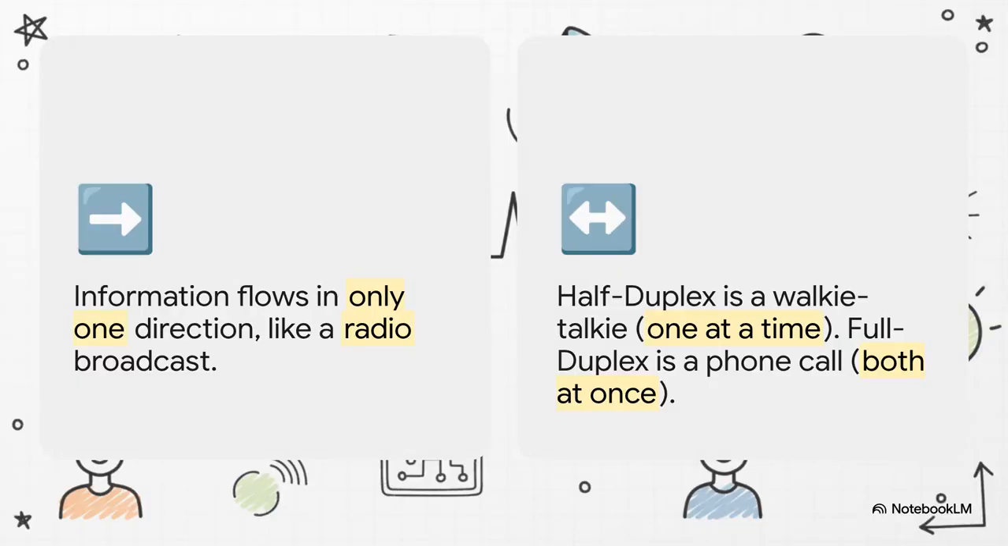Simplex is a total one-way street. Think of a radio station just broadcasting out. You can listen, but you can't talk back. Duplex is a two-way street. There's half-duplex, which is like a walkie-talkie. You talk, then you say over, then they talk. But full duplex, that's the goal. That's a normal phone call where you can both talk and listen at the exact same time without it getting jumbled.